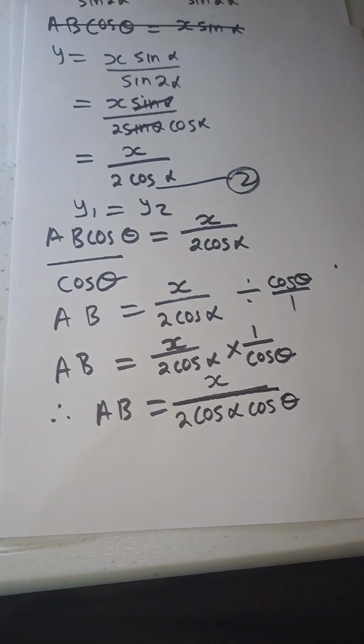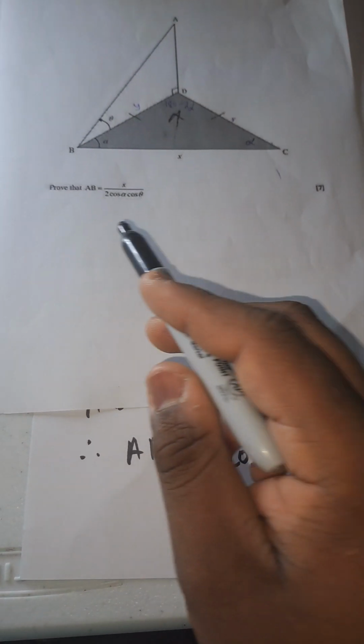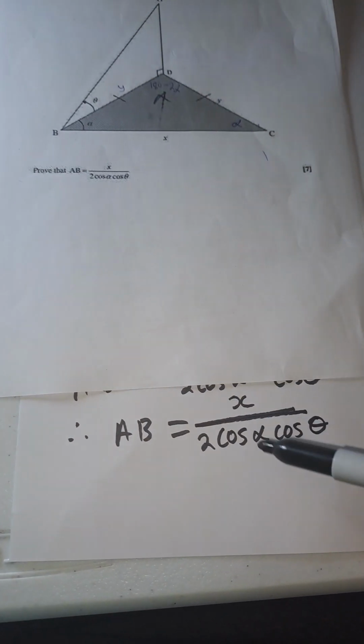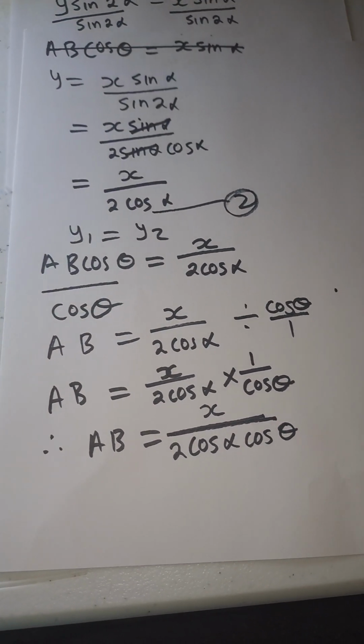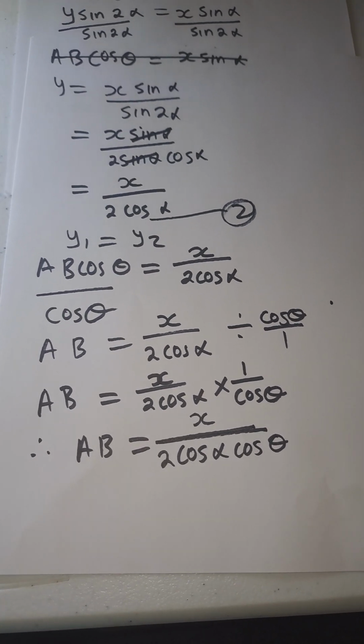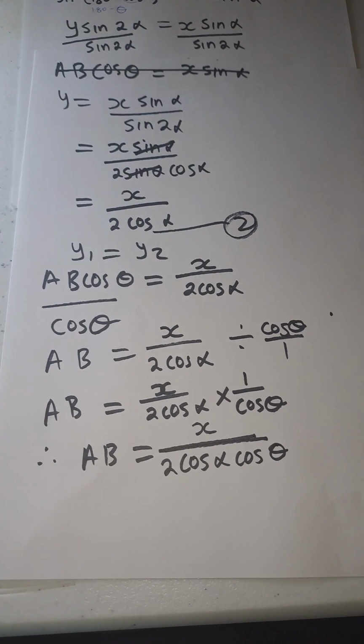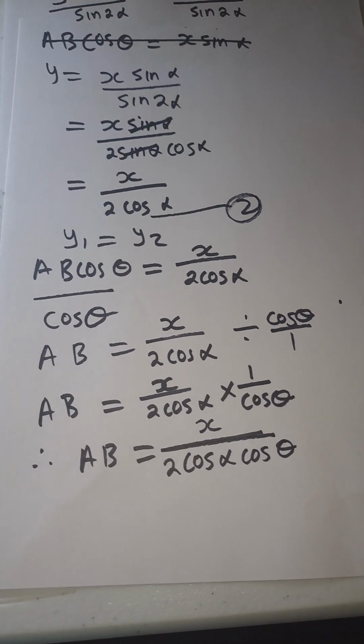You see now, what were we supposed to prove? We are supposed to prove that AB is equal to X over 2 cos alpha cos theta. You see, that's how we simply do the thing there. So we just finished the question. I hope you enjoyed, guys, because that is how you kill maths.